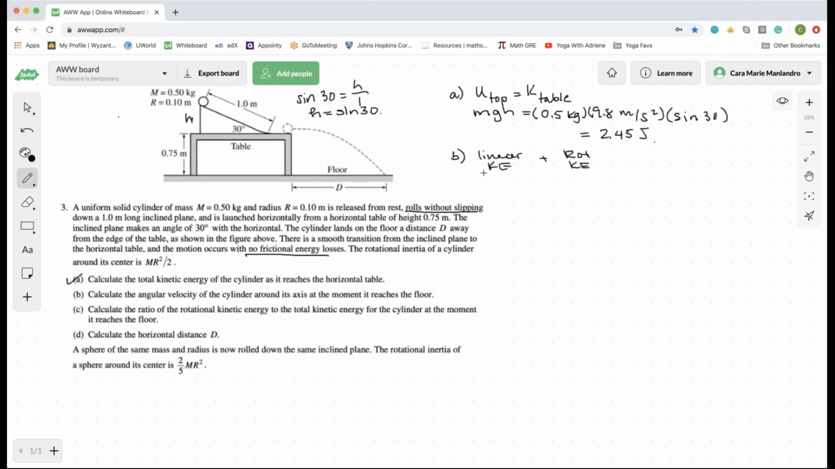I always think of a diver. So K is equal to 1/2 mv squared, that's our normal, plus 1/2 I omega squared. So I is that moment of inertia, and omega is what they're asking us about. That's the angular velocity. Is everybody with me so far?